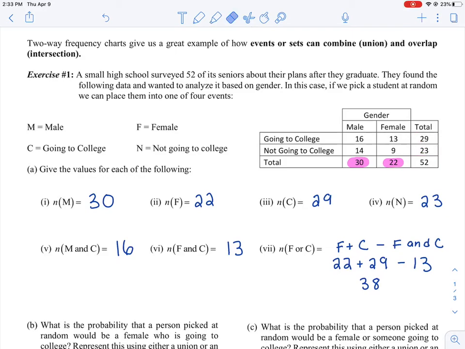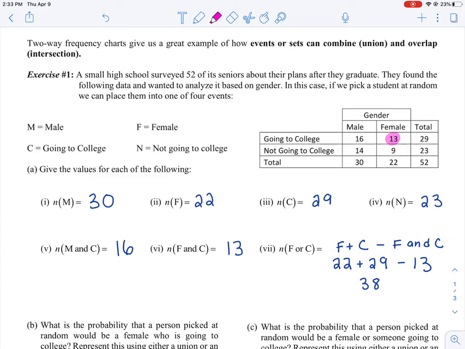Now, if you want to find an overlap here or an "and", the number of students that are male and going to college, I'm going to look at male and going to college, and the area where they overlap is our answer. So that would be 16. Female and college, I'm going to do the same thing. I'm going to look for female, I'm going to look for going to college, and there are 13.